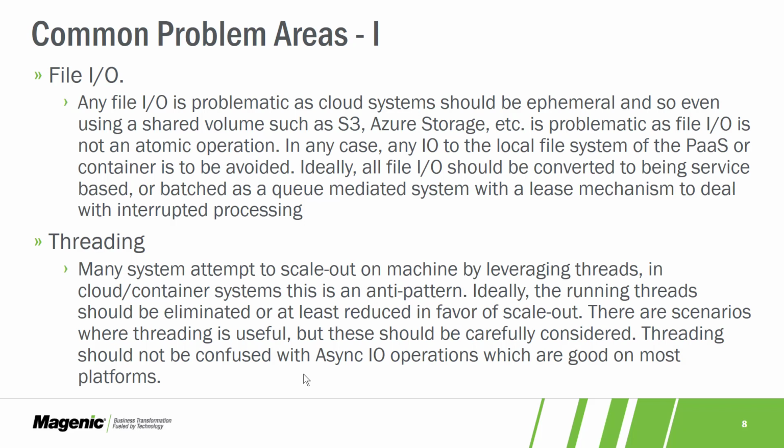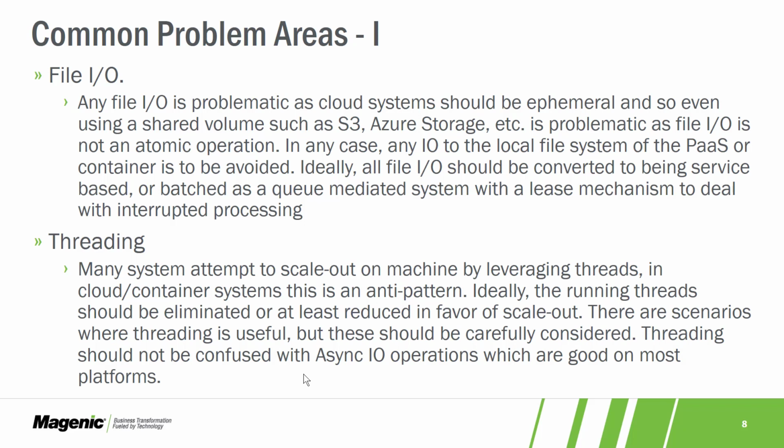Threading is problematic. A lot of legacy code lives in the data center where requesting that you double the RAM on the server or whatever is by no means easy, but doable. It's easier than requesting another server. Typically, developers sort of cheat and achieve scaling by the use of threading. But in cloud and container systems, this is an anti-pattern. Remember, we prefer to scale out rather than scale up.